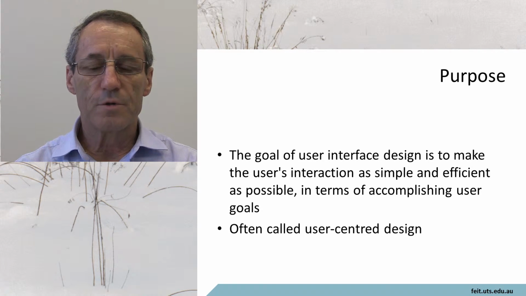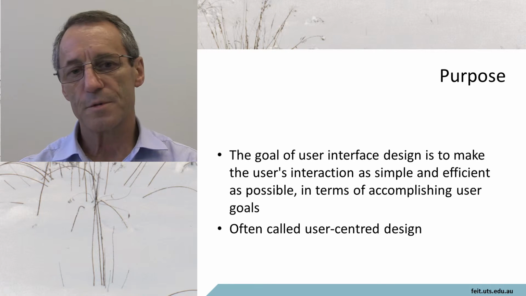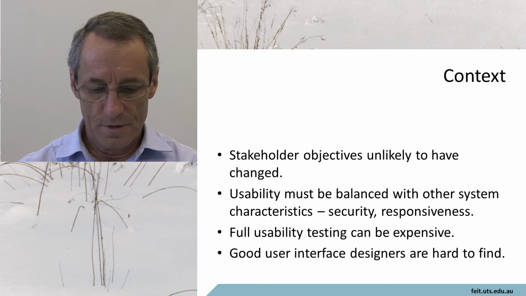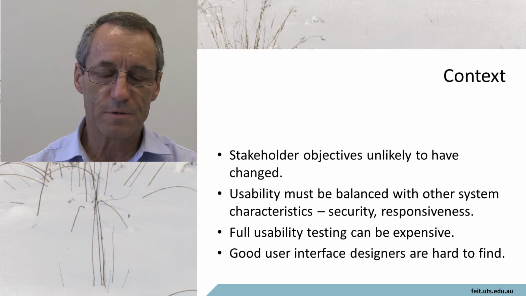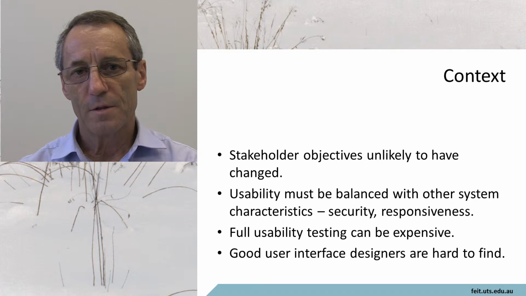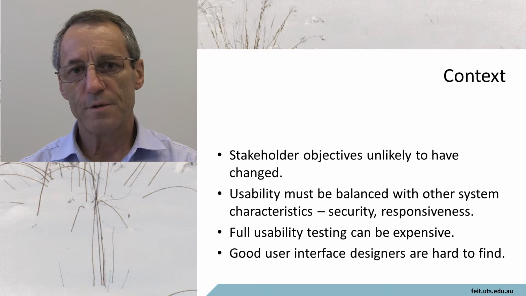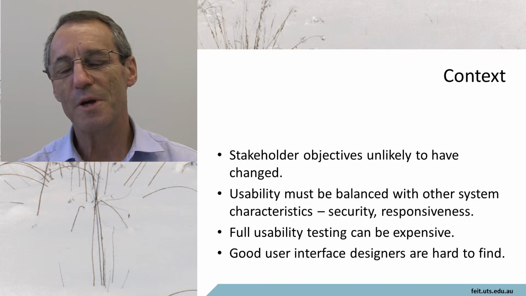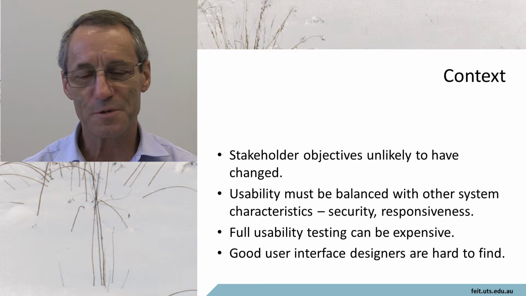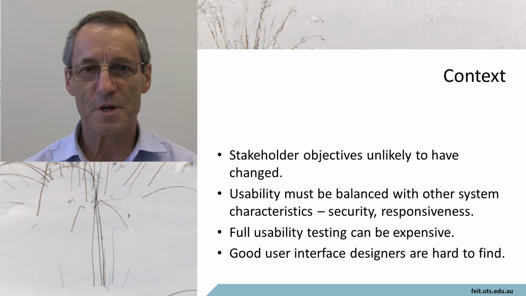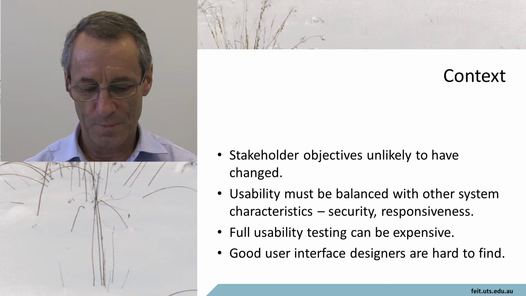Now, this is often called user-centered design, as opposed to system-centered design. The context of this, well, the stakeholder objectives at this stage are unlikely to have changed. However, the stakeholders' objectives are more likely to favour the person who's paying for it, as opposed to the user. The user tends to get forgotten a bit. So the objectives for the user interface may not be as evident as they should be. You might have to go looking for them.